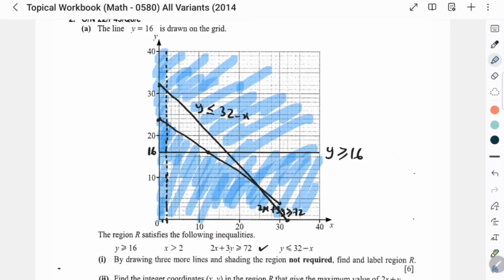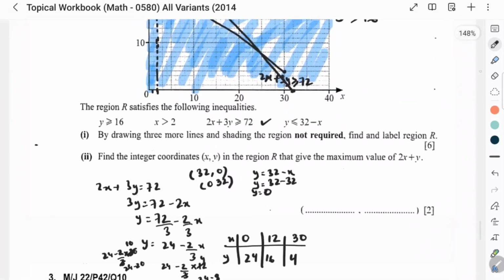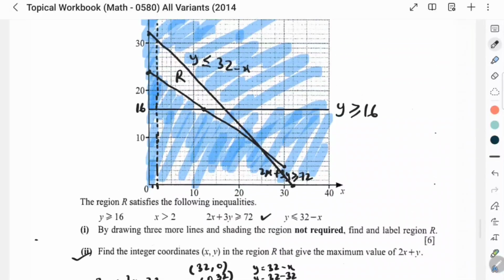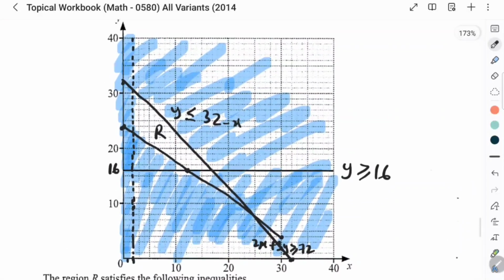This is our region R. The next point is to find the integer coordinates x, y in the region R that give the maximum value of 2x plus y. We cannot take the dotted line values, so we'll have some coordinates there which are inside the region. They're just asking you to find the maximum coordinate.